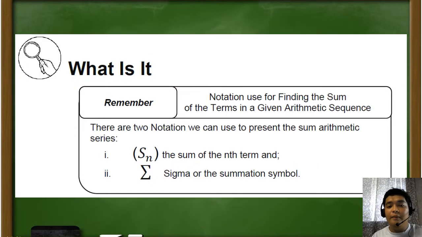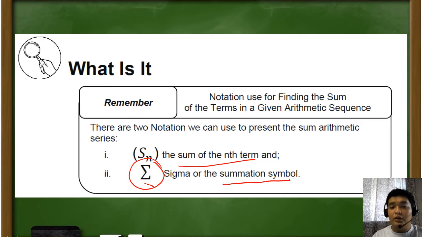So remember, for the notation used in finding the sum of the terms in a given arithmetic sequence, there are two notations we can use to present the arithmetic series. First is S sub n, the sum of the nth term, and this is sigma or the summation symbol. If you see this, it means summation. You are familiar with this, as it was discussed in your statistics when you were in grade 8. Sigma means you will add, meaning addition.